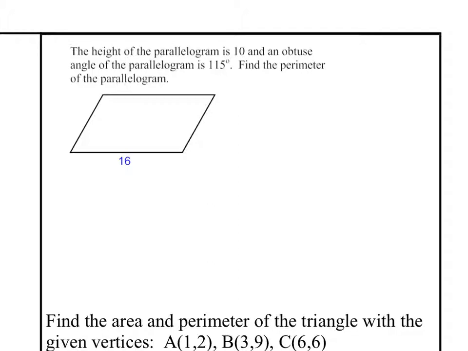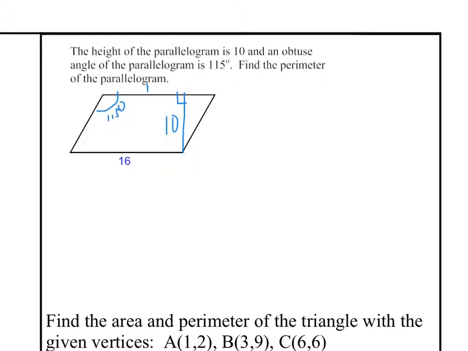All right, now I have another parallelogram. It says the height of the parallelogram is 10, so let me draw that in there. This is 10. And an obtuse angle of the parallelogram is 115. So that would be the one I just drew my height through, and this one is 115 degrees. Find the perimeter of the parallelogram.